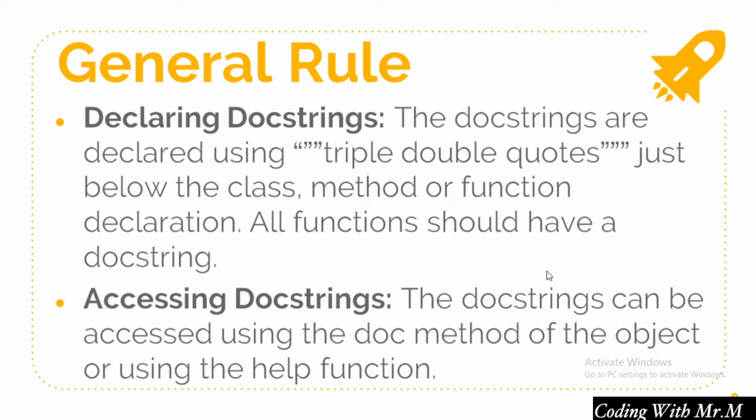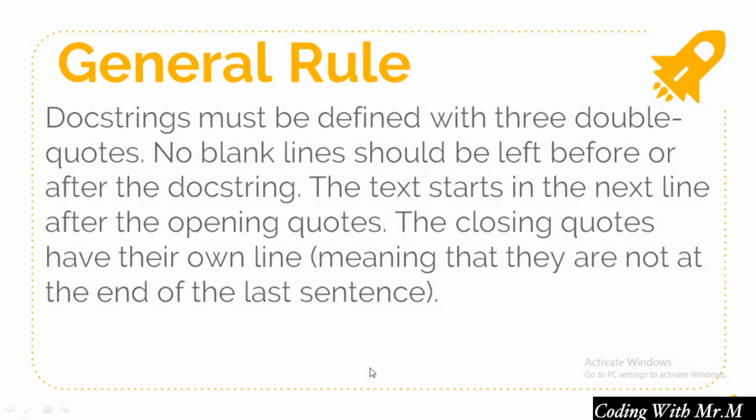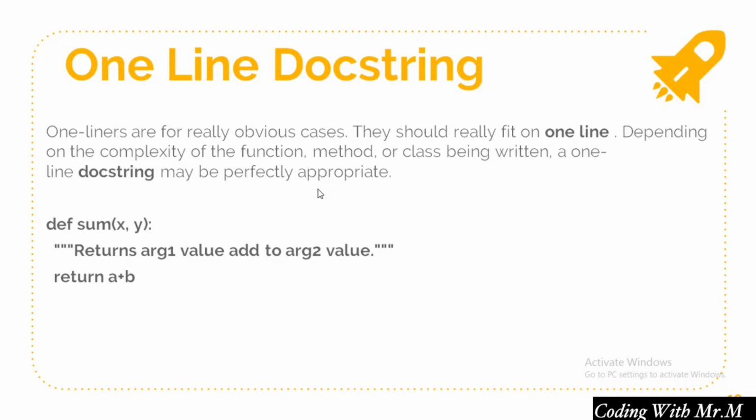Now I have told you how to declare a docstring. A docstring is declared using the triple double quotes just below the class, method, or function declaration. All functions should have a docstring. And in order to access a docstring, we can use the __doc__ attribute of the object or the help function. So this is what I have told you already. Let's move on to the next slide.